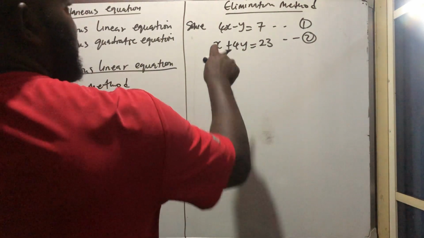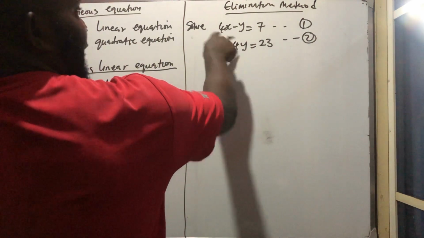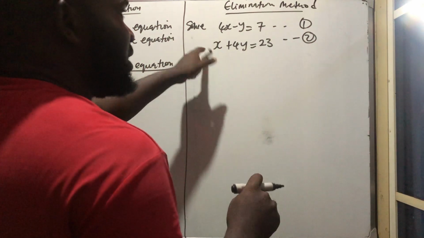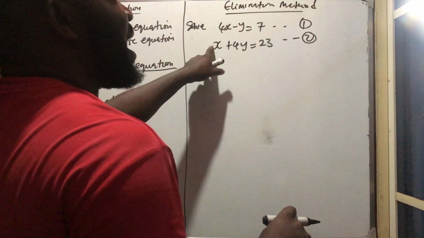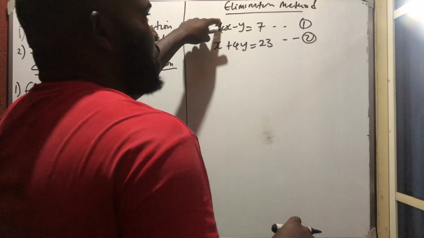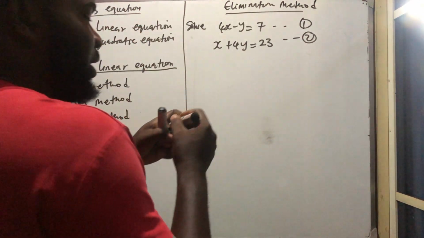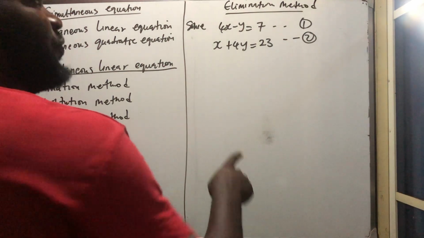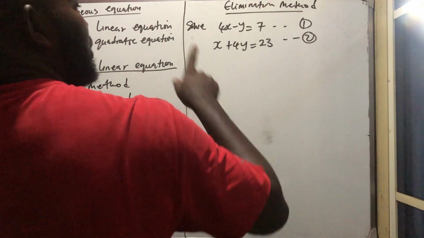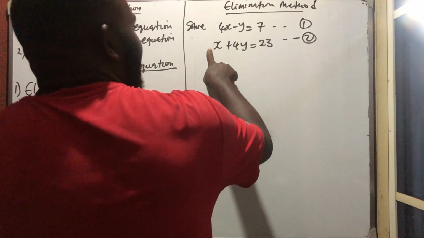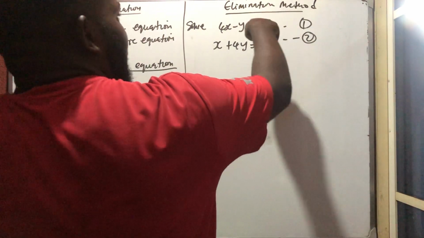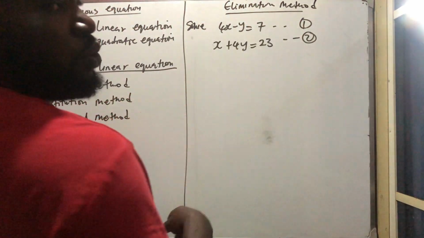So what do you think I can do to both of them so that they will be the same? Use the coefficient of x that you want to eliminate in equation 2 to multiply everything in equation 1, and use the coefficient of the one in equation 1 to multiply everything in equation 2, then they will now be equal. That is if you want to eliminate x. But if you want to eliminate y, do the same thing. Use the coefficient of y in equation 2 to multiply everything in equation 1, and use the one in equation 1 to multiply everything in equation 2.